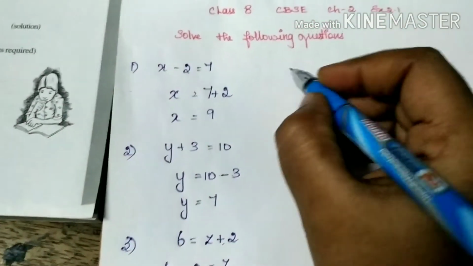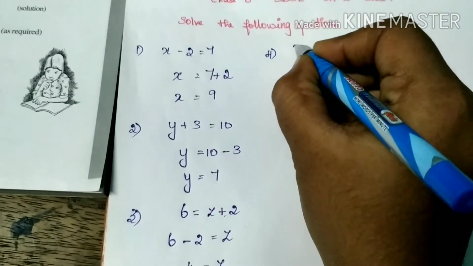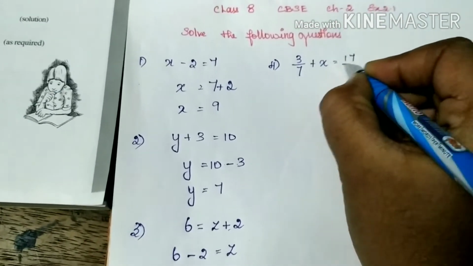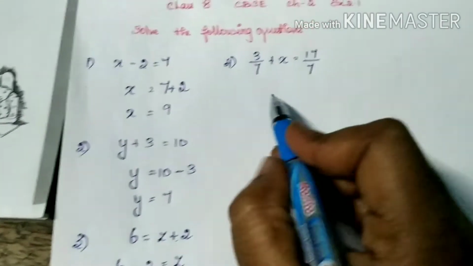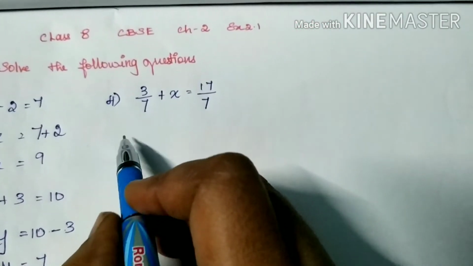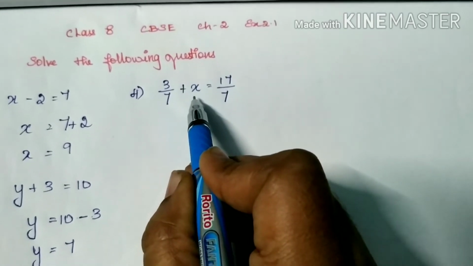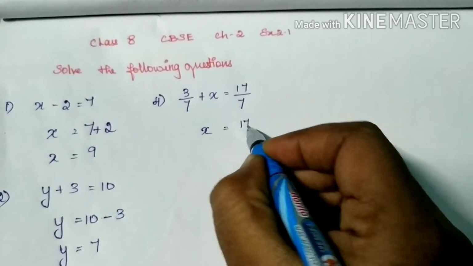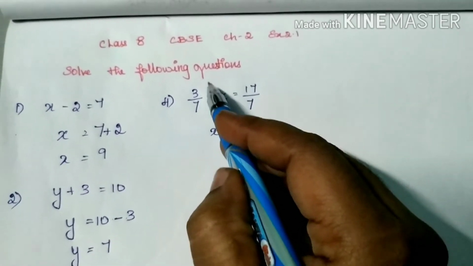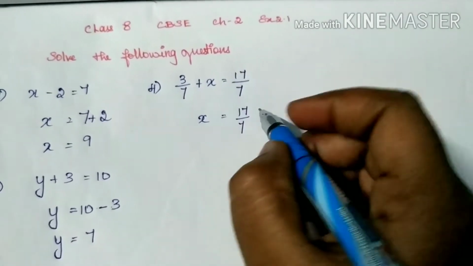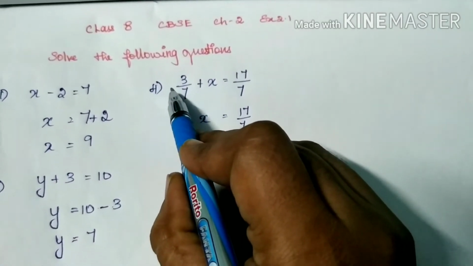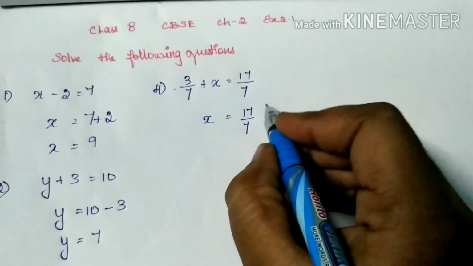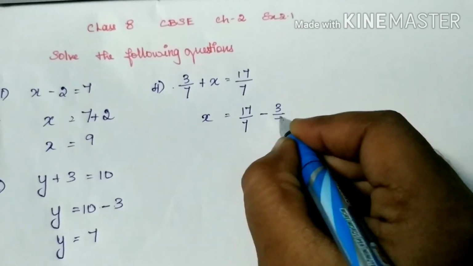And your next, fourth question is 3 by 7 plus x is equal to 17 by 7. So in this the variable is x. You have to find the value for x. So the right side is 17 by 7. I am taking this 3 by 7 to the other side. Here no sign is there, that means it is positive. So taking this 3 by 7 here, it will change into minus 3 by 7.